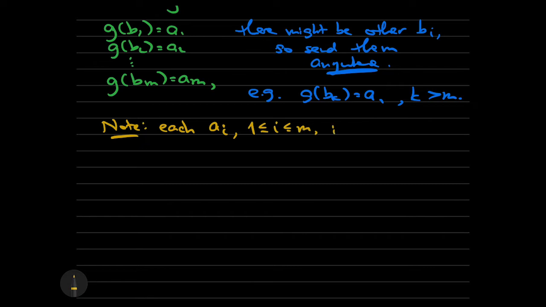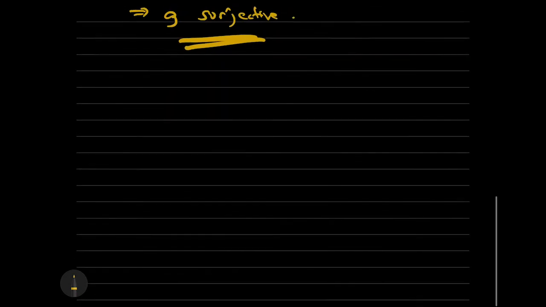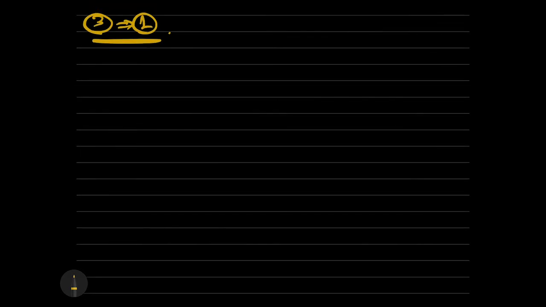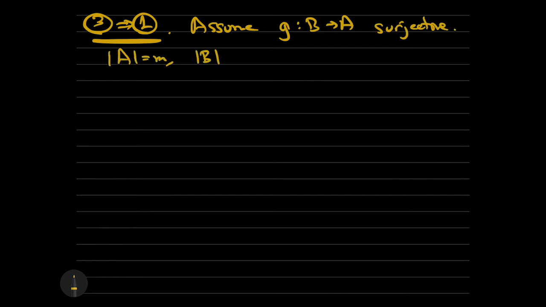We just want to make sure we hit every point once. Now finally, we prove that 3 implies 1, so we assume that we have a surjective function g from B to A. Again, let us say that the size of A is m and the size of B is n, but note again, we are not assuming that m is less than or equal to n. That's what we're trying to show.